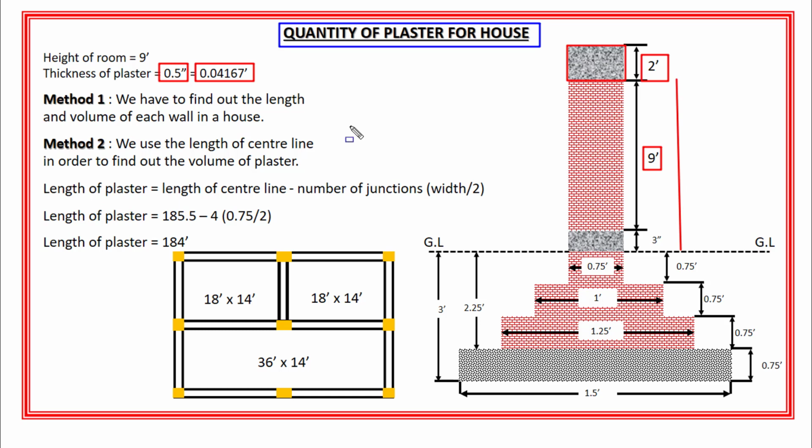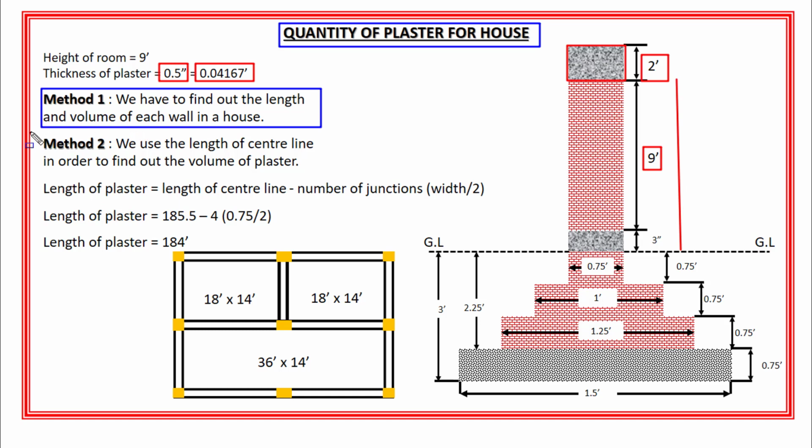Now for the length of plaster, here I have two methods. So in the first method, I have to calculate the length of each wall of a house. And then I will use that length in order to calculate the volume of plaster, right? Now the first method is a little bit lengthy and time consuming, and I'm sure that you don't want to waste your time, right? So this will bring me to the second method of length calculation.